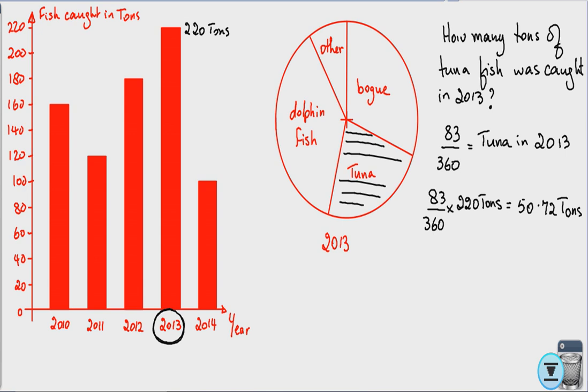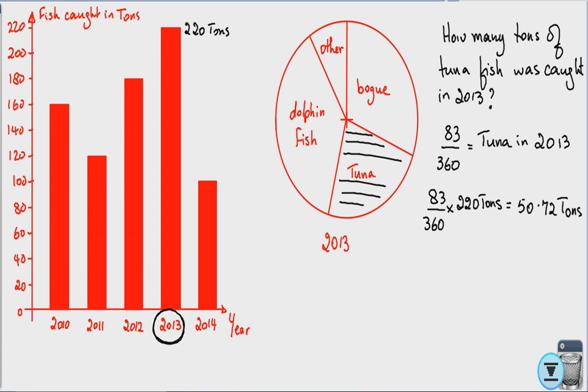And we can do the same for the rest. Okay, we can do the same for this. I can know how much dolphin fish was caught. I first measure the angle for dolphin fish and then use that information as we have done for tuna to find the amount of dolphin fish which was caught in 2013.